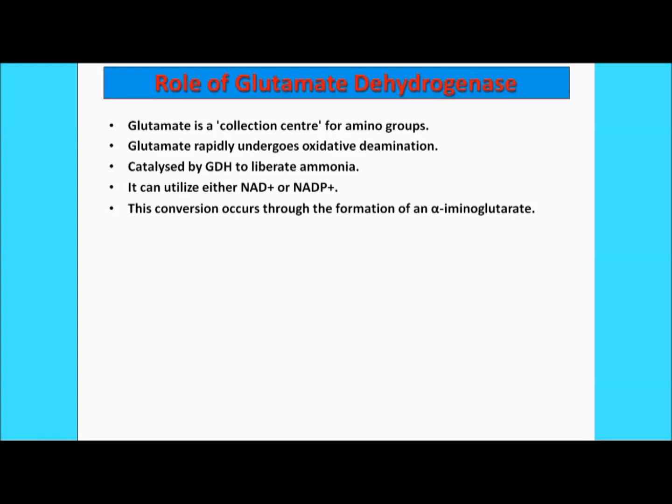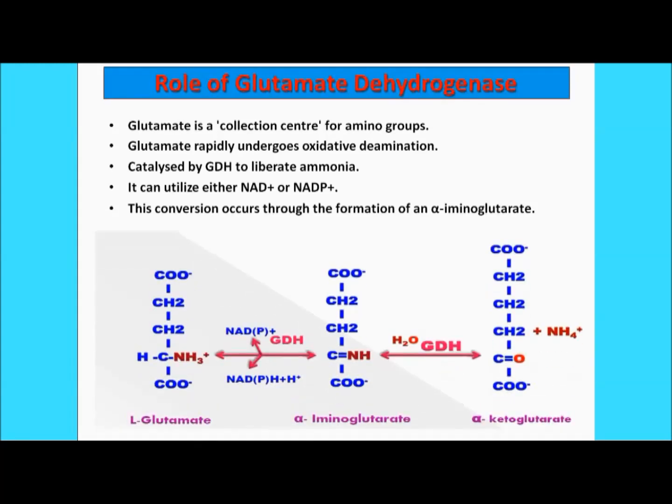I'll show you what the reaction is and how it takes place. Basically, see here, this is the L-glutamate. Now here GDH will act. Now this is the cofactor NAD positive. It is the cofactor, right?